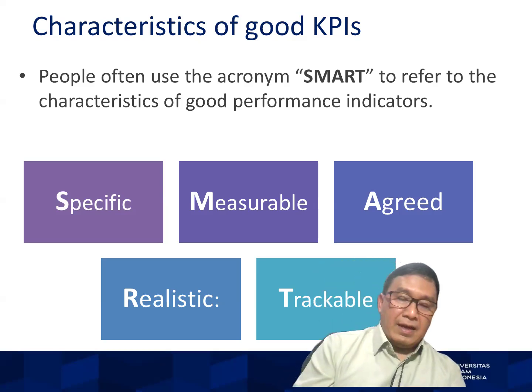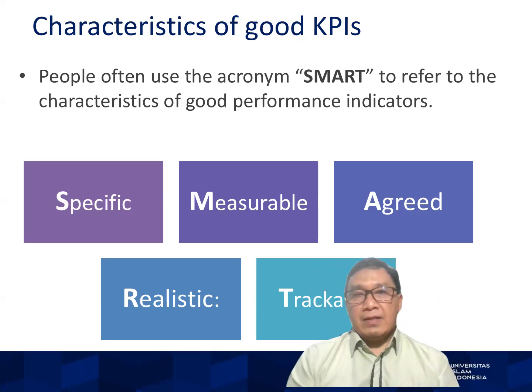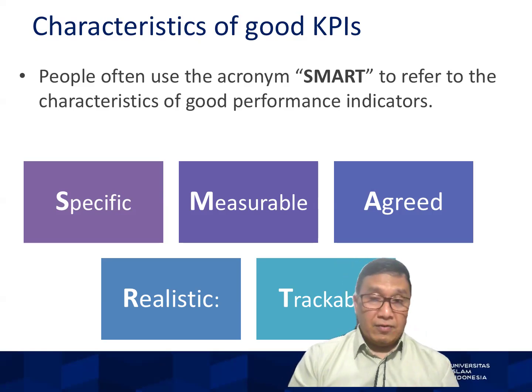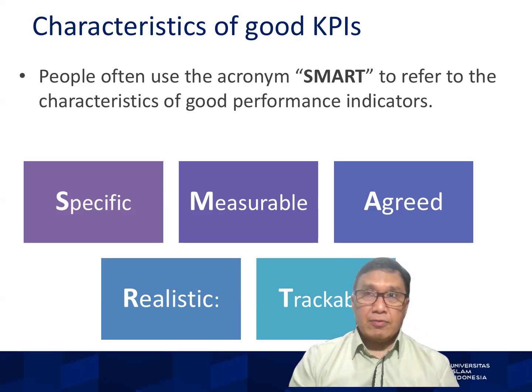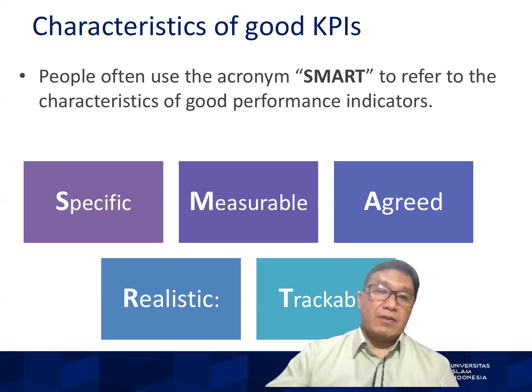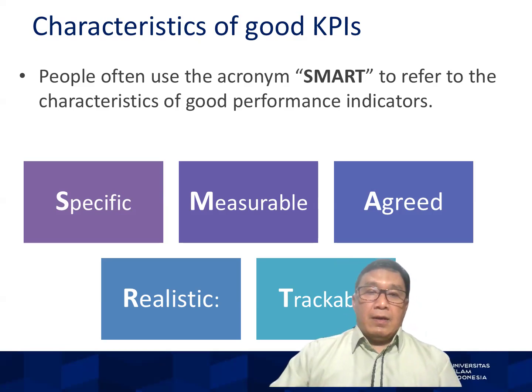And the last one is trackable. Trackable means if there is something wrong, it will be possible to find out which part is wrong. Which part is wrong, and we can start from there to investigate and to make things right. That's the characteristic of a good KPI. All right.